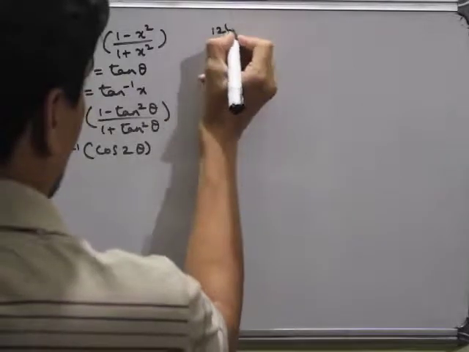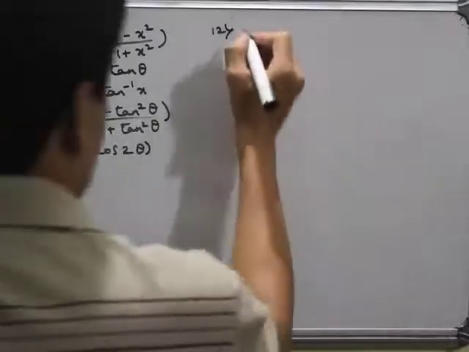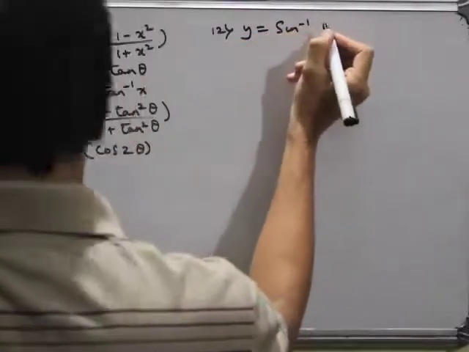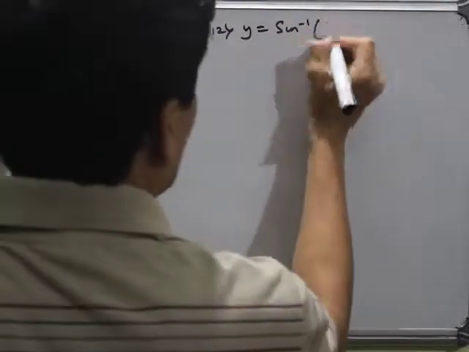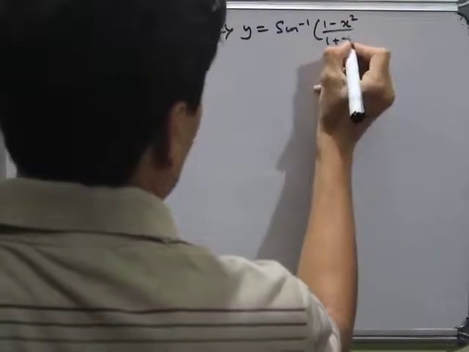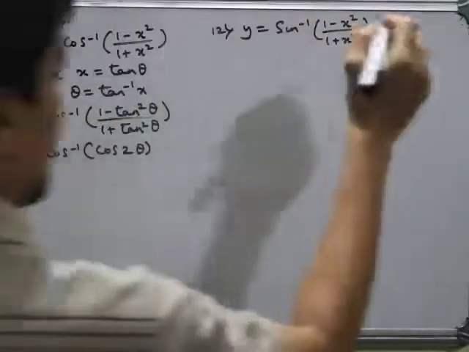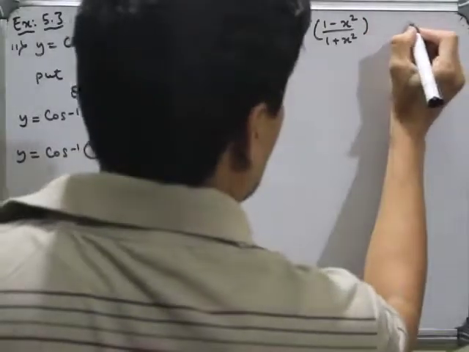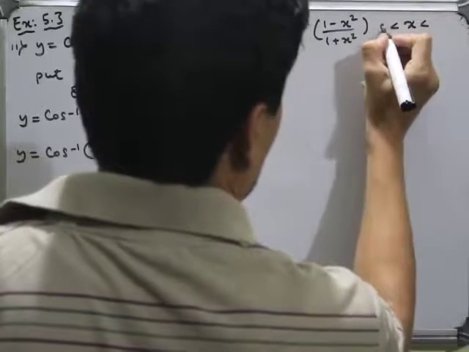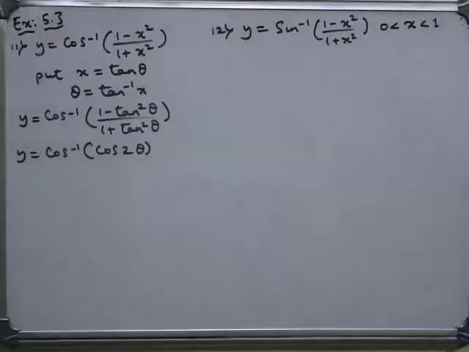Question number 12. The question says y is equal to sine inverse of 1 minus x square divided by 1 plus x square, where x lies between 0 and 1. So x lies between 0 and 1. This is the condition. Okay.